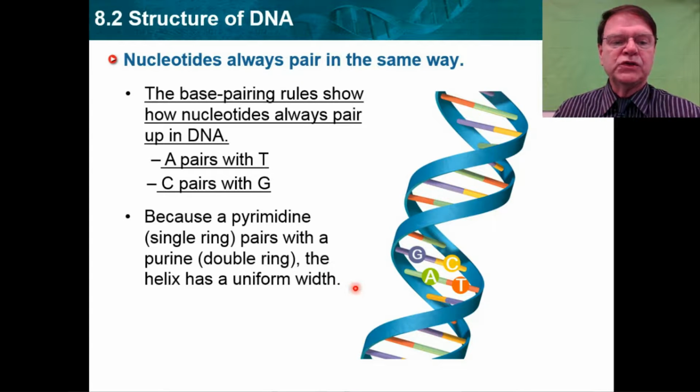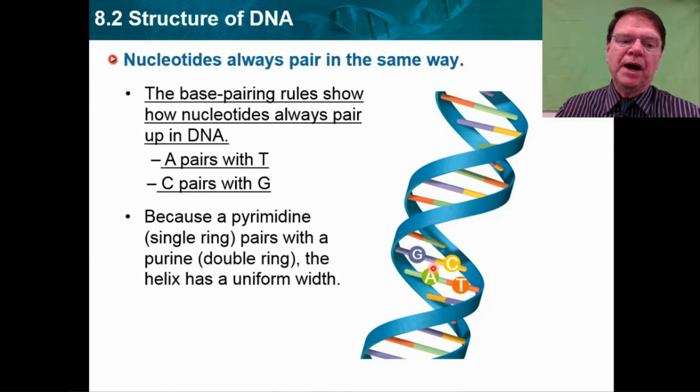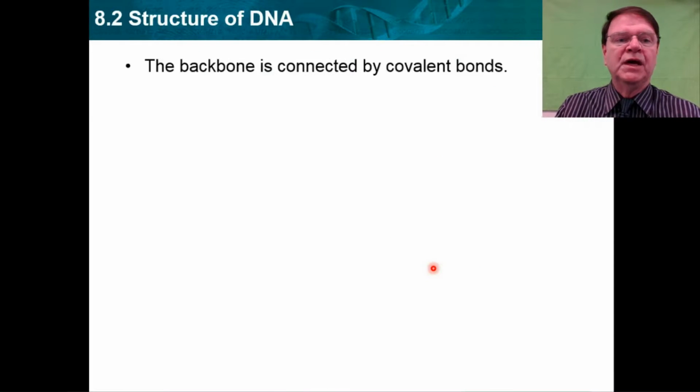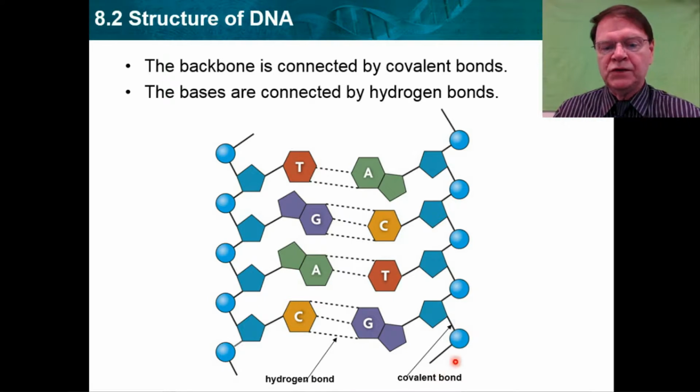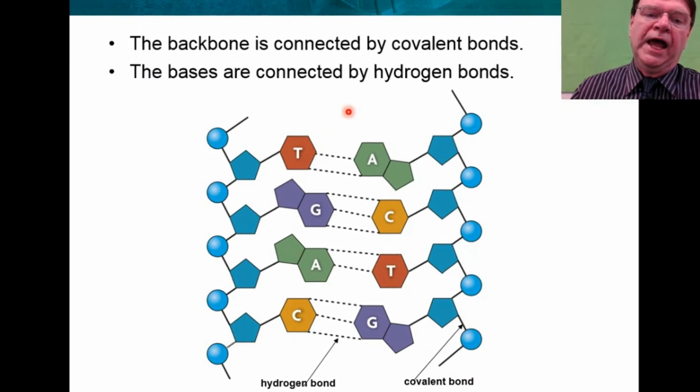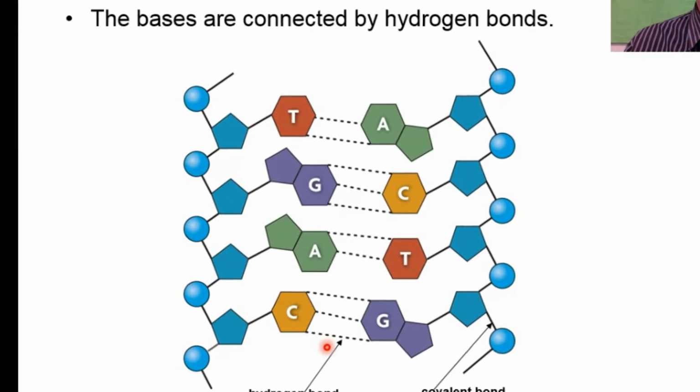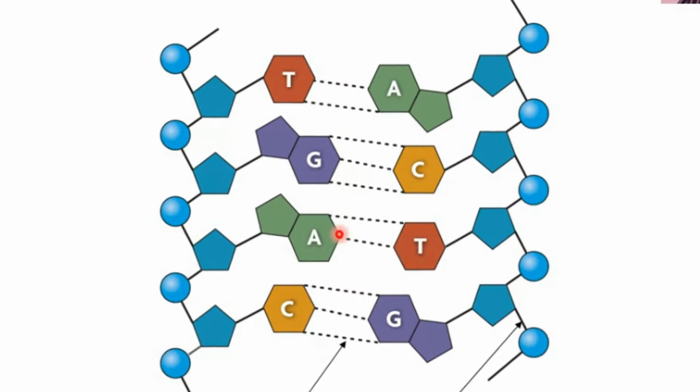And we're going to look at this closer because of how this is held together. The single ring structure, the pyrimidine, is going to bind with a purine, the double ring structure, to keep the width uniform. So the overall structure of the double helix remains to have the same diameter throughout. The backbone, where the phosphates and these sugar molecules are, is going to be held together by covalent bonds. You see it labeled here. And far weaker bonds hold the pyrimidines and the purines together going down the middle.